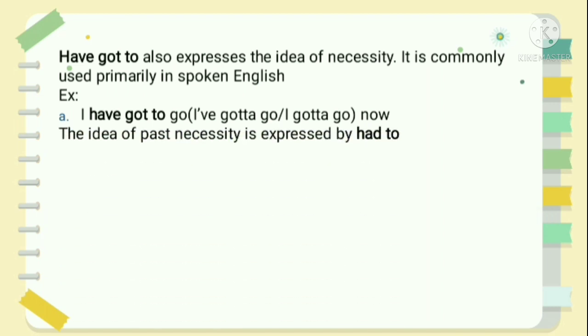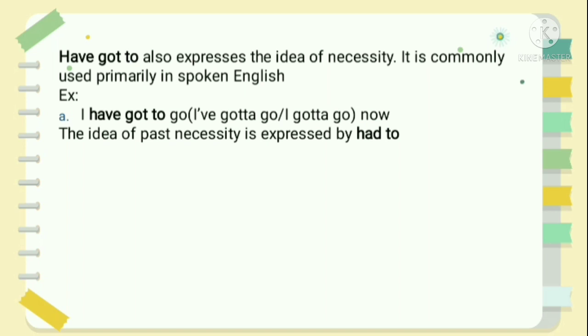So the idea of past necessity is expressed by had to. Jadi bentuk lampau dari have to atau must adalah had to. Maybe I can give you one example here. Yesterday I could not come to my class because I had to pick up my mom at the airport.